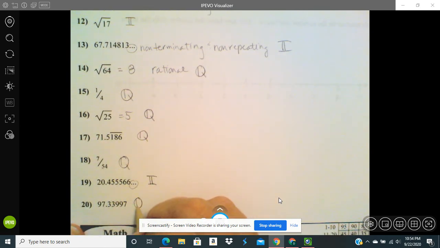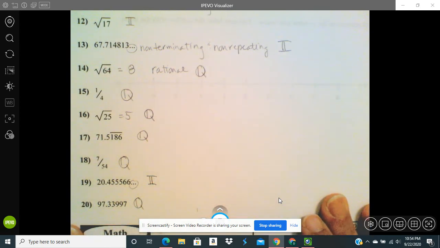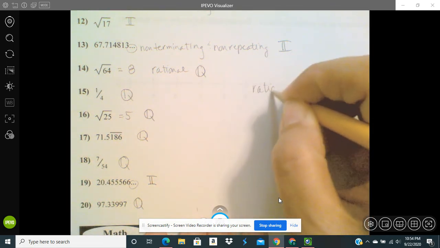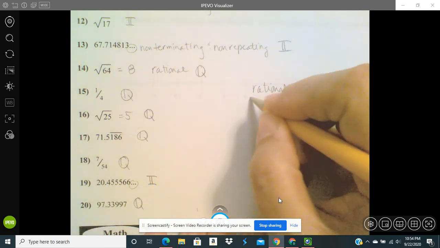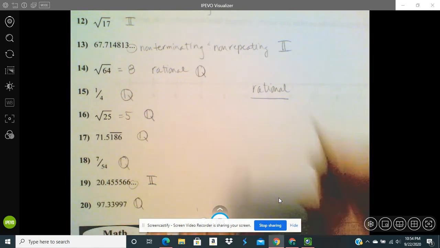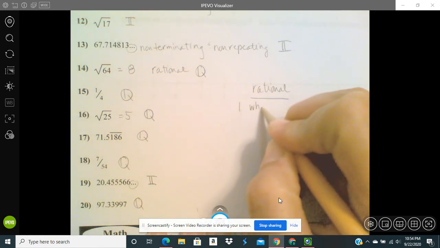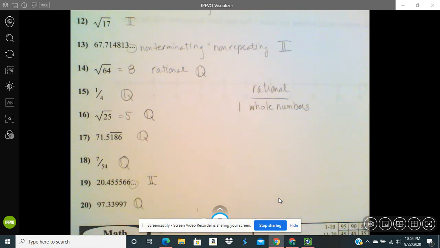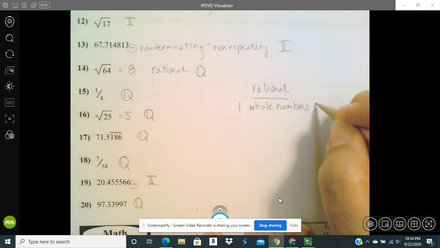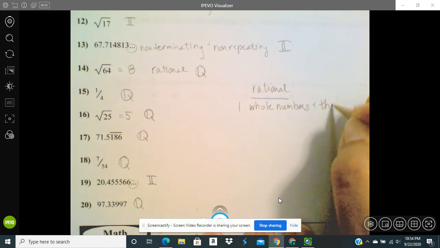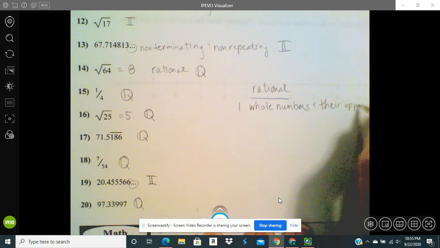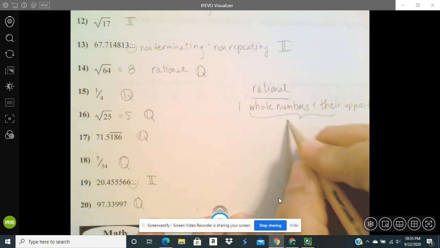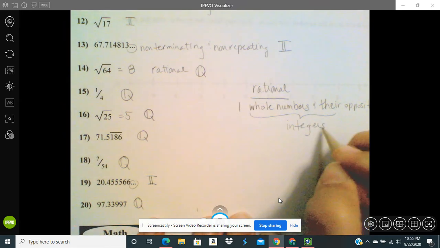Terminating decimal. So let's make a list of everything we know that's rational. In order to be a rational number, what did we choose? We looked at whole numbers. I'm actually going to extend this. It's whole numbers and their opposites. Whole numbers and their opposites together make the term integers.